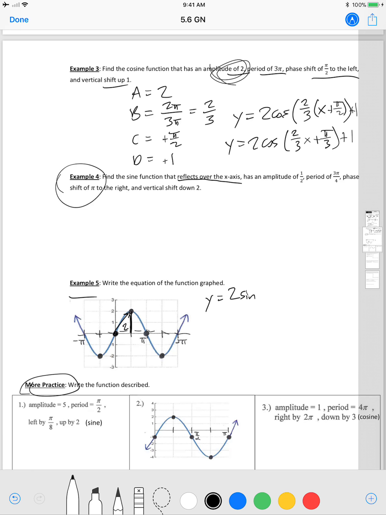It's not moved up or down. The midline is still the x-axis. And then I'm going from 0 to 2 pi. So my B is still 1. My period is still 2 pi. So it looks like this is the equation of this function that's been graphed.